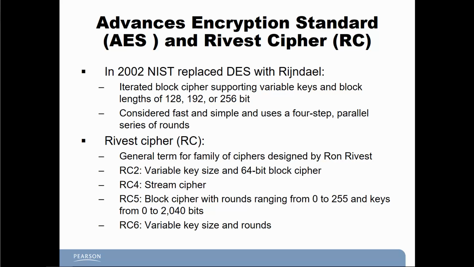So in 2002, NIST replaced DES with the Rijndael cipher. This iterates the block cipher, supporting variable keys and block lengths of 128, 192, 256, and so forth. It's considered faster and simpler to use than the 4-step parallel series of rounds. Most of this you can read yourself. The big thing here is RC basically took over the DES standards, and we're currently on RC6, which has a variable key size and variable rounds, making it simpler and faster depending on what we're trying to encrypt.